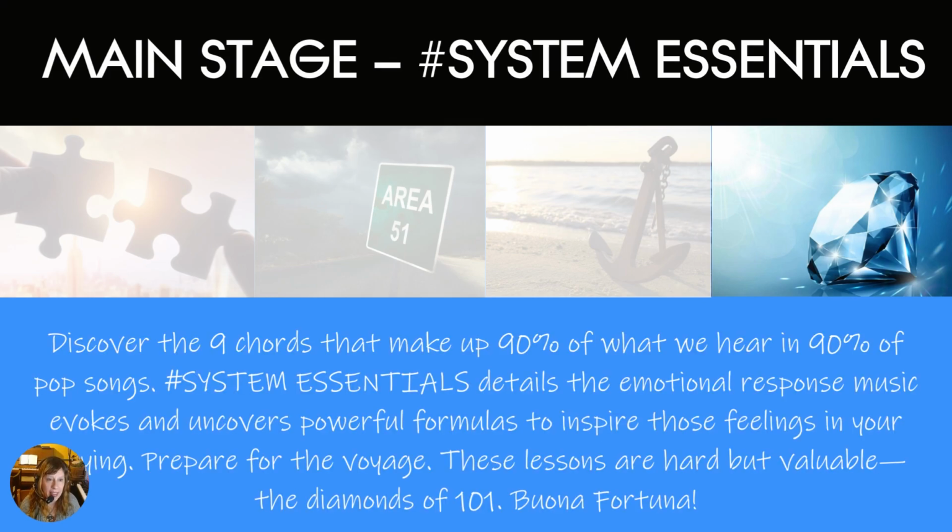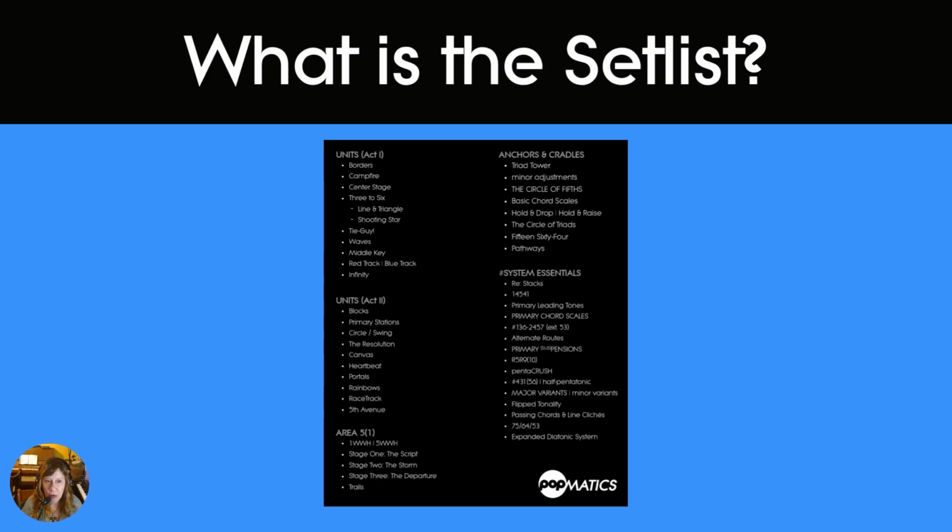And then finally, in the main stage, number system essentials, this is where we're going to go a lot more deeply into the number system. Now, we'll be referencing chords as numbers throughout, starting with bass lines all the way through. So these aren't going to be brand new concepts to you, but we're going to go into more detail. We're going to look at more complex patterns. And as we note here, these are hard but valuable lessons, the diamonds of popMATICS 101. All right, so that is in a nutshell the 4 stages.